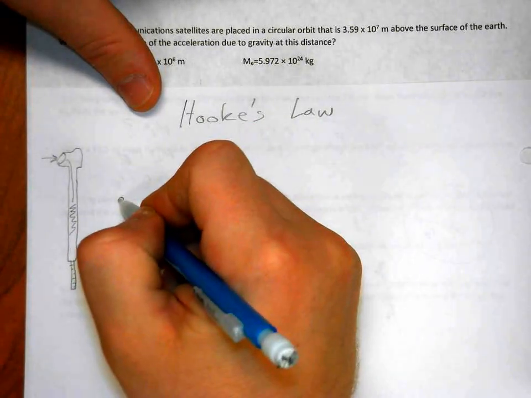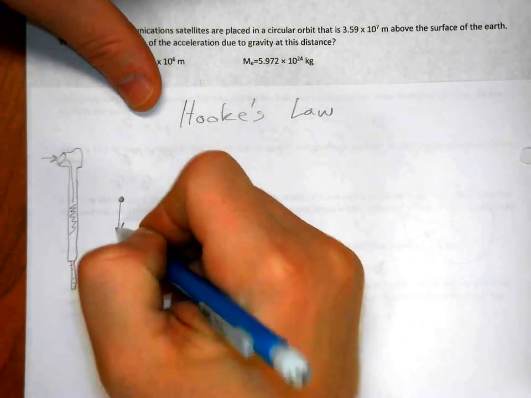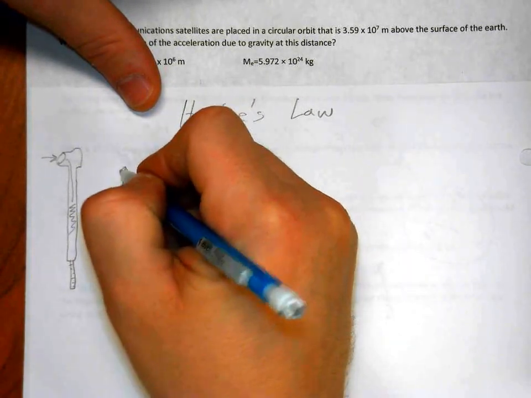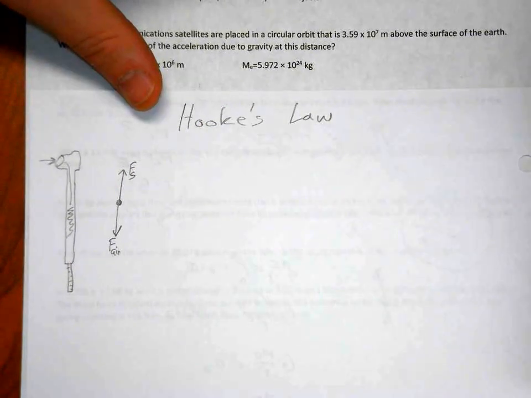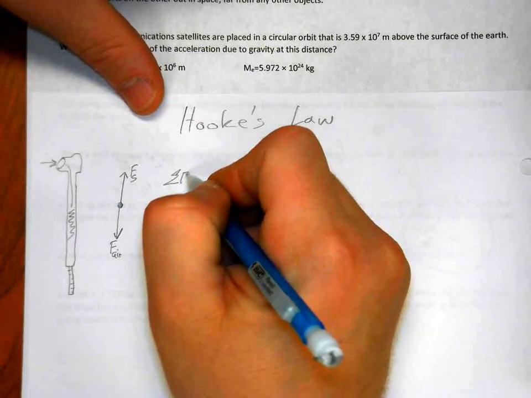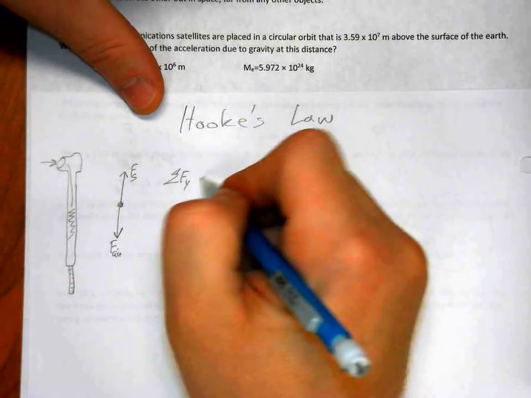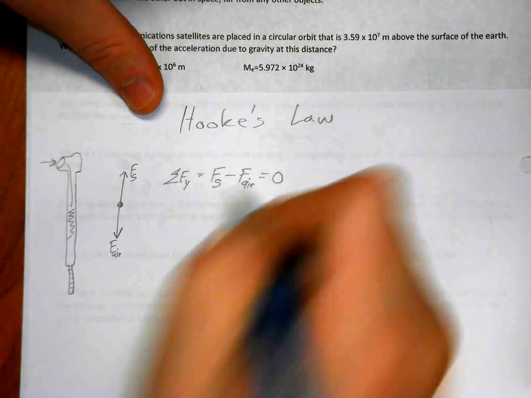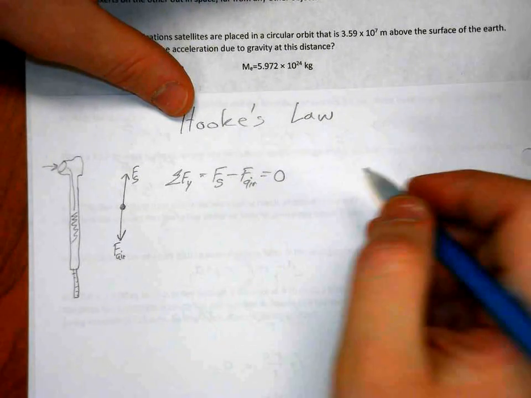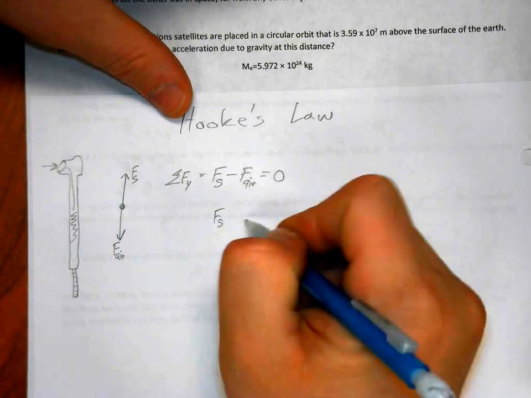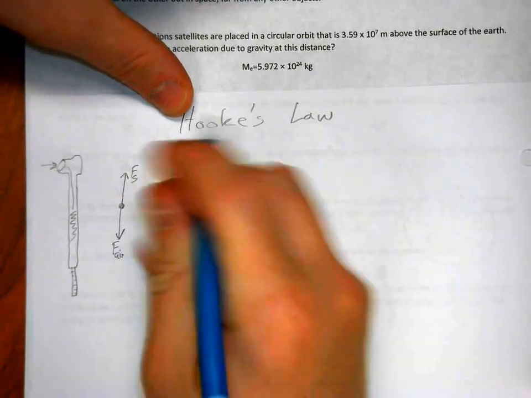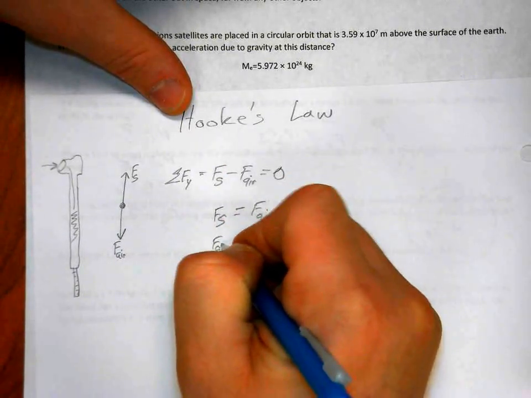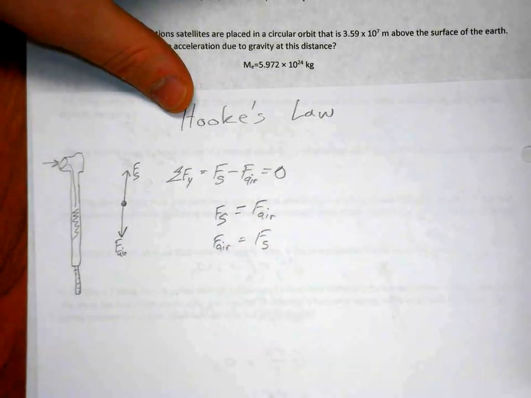So what's going on here with the free body diagram? If we sum up all of our forces, we have the force of air coming in, and we have the spring force directed upwards. So the sum of all the forces in the y direction equals Fs minus the force of air, and we know that equals 0 because it's not moving. So spring force equals the force of air, or written the other way, force of air equals spring force.